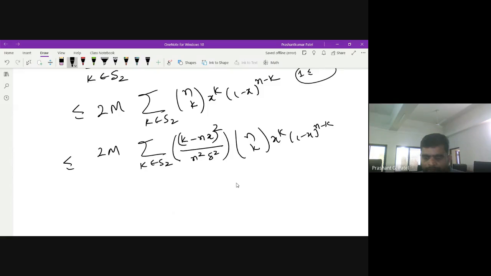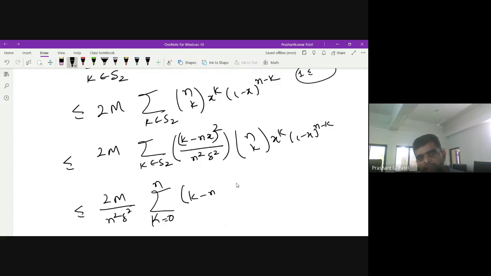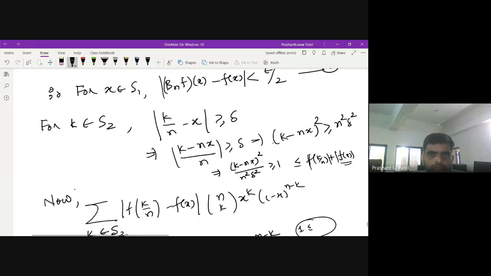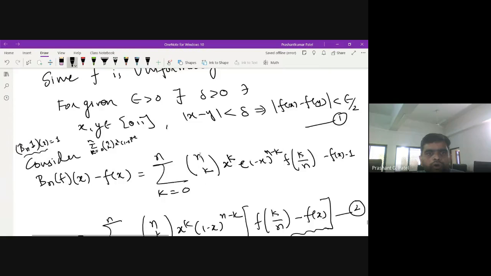So that is further less than or equal to 2 by n square delta square, which is independent of k, so I can write it outside, and add more terms with k running from 0 to n of (k minus nx) whole square nCk x power k (1 minus x) power n minus k. And in the previous lecture we discussed that (k minus nx) whole square will be less than or equal to n by 4, which we have proved for the Bernstein polynomial.